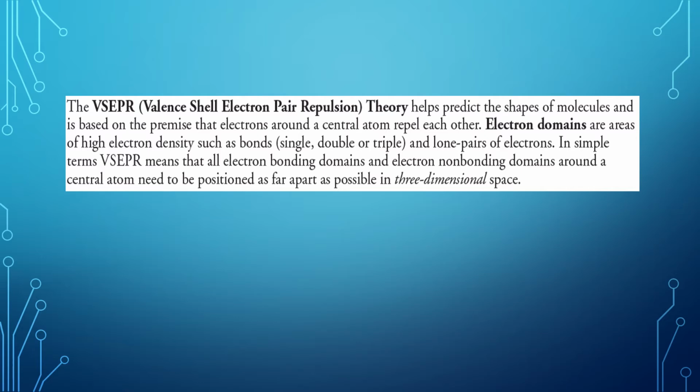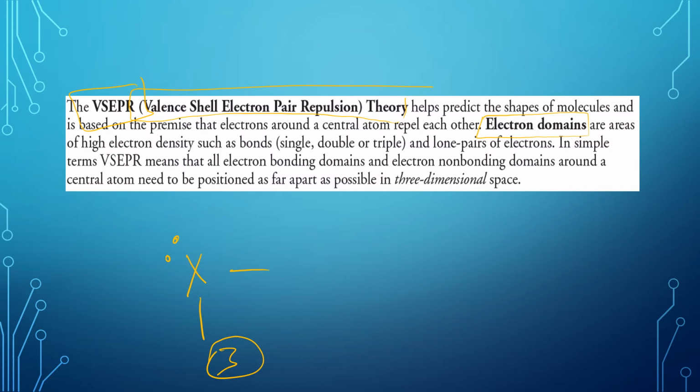A key word to be mindful of is electron domains. An electron domain refers to an area of high electron density. It can either be a bond or a lone pair. So let's say you have this element X and you have this bond and this, something like this. Here you have 3 domains on that central atom.